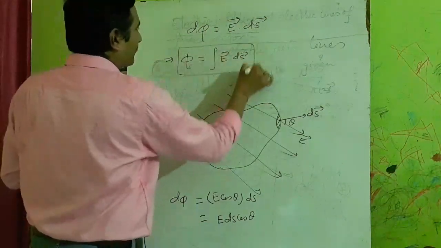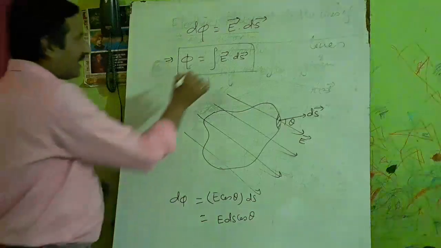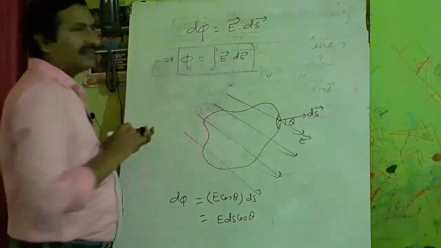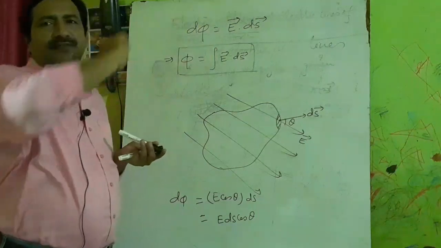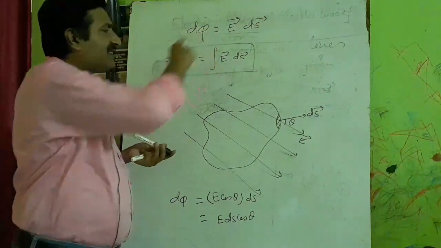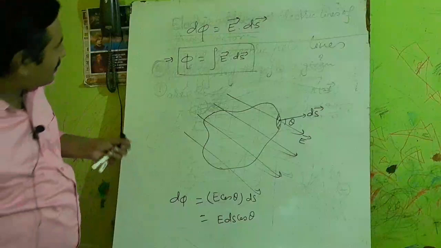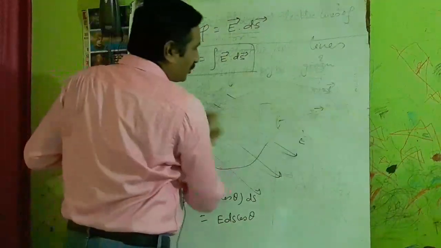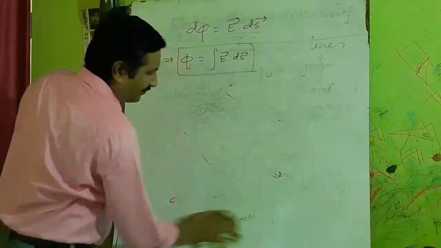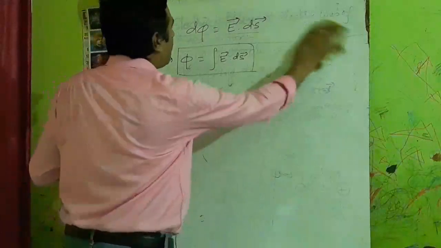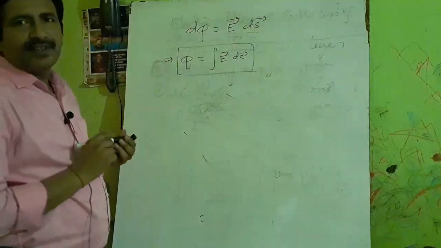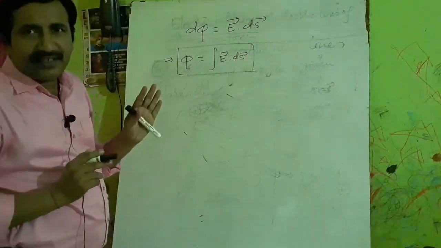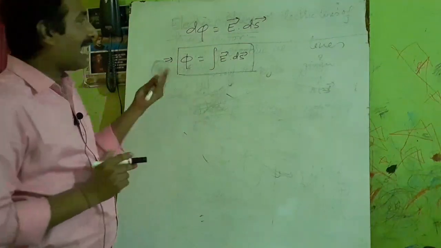This is the flux. You may see a circle over the integration sign somewhere. That means the flux through a closed surface. If the circle is here, it means electric flux through a closed surface. So φ is equal to integration of E dot dS. Now, this is a physical quantity, so it should have unit, direction, dimension.